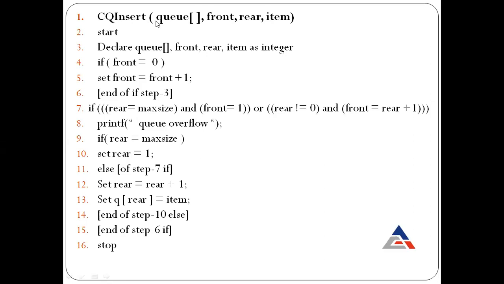So CQ insert, this is the algorithm. Declare queue, front, item as integer. If front is equal to 0, then set front is equal to front plus 1. So you can add a new element at the front plus 1 location, that is location number 1.